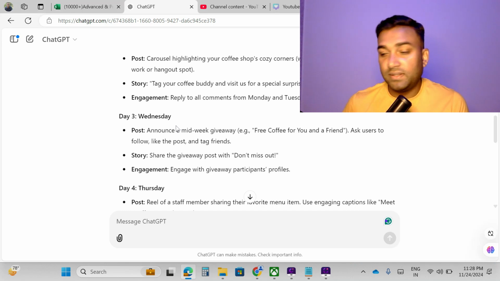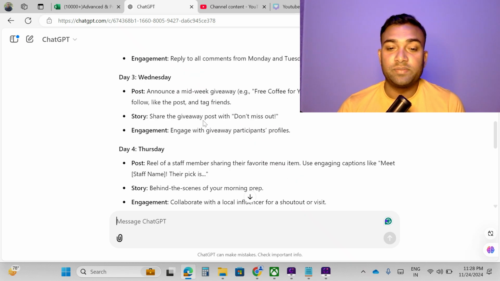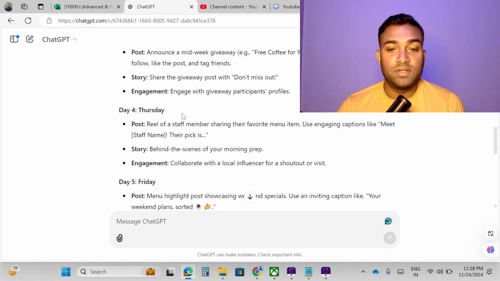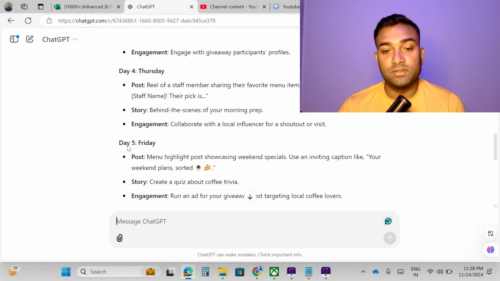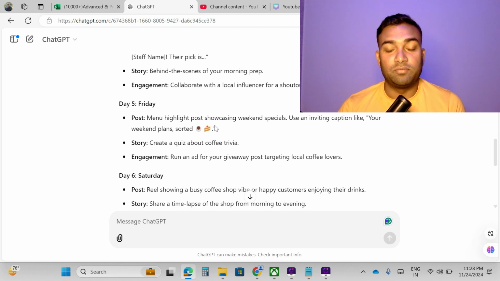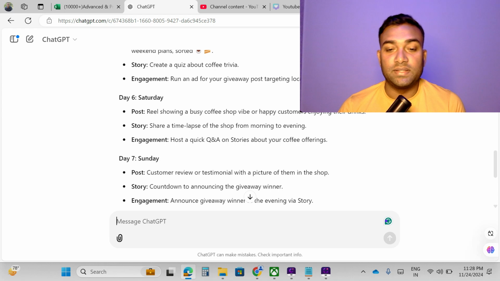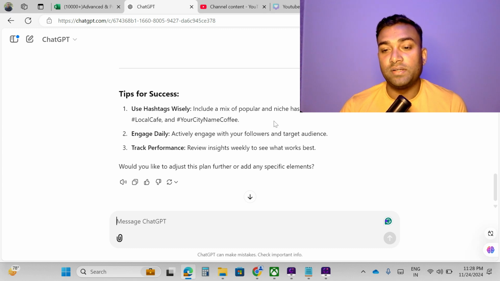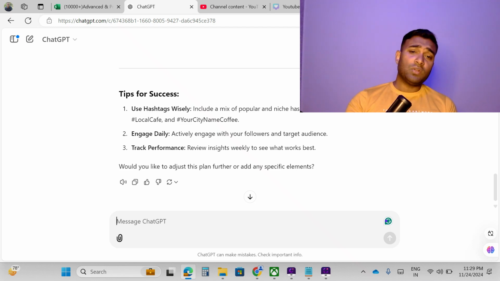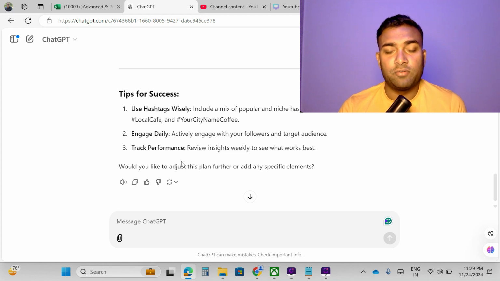Day 3, Wednesday, what you have to do: post, story, engagement, all these things. Day 4, Thursday, this kind of post, story, engagement. Day 5, Friday, this kind of post, story and engagement. Day 6, day 7, all the detailed information it has given. Tips for success: use hashtags wisely, include a mix of popular and niche hashtags like coffee lovers, local cafe and your city name coffee. Engage daily, track performance and all these things.